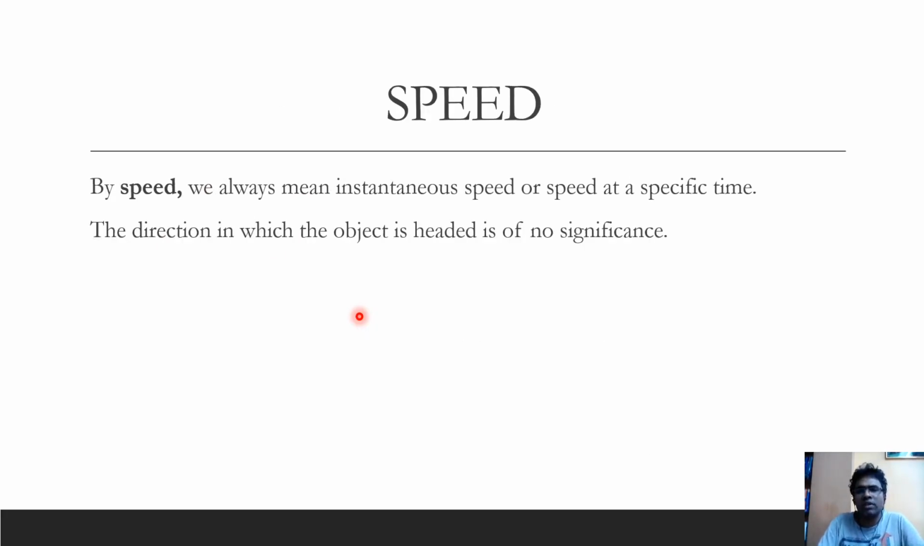Now, what exactly do we mean by speed? We should understand that whenever we talk about speed, we always mean instantaneous speed, or speed at a specific time. How fast an object is moving, or, if you again look at the example of my running, how fast am I really running at a particular instant in time. When we talk about speed, the direction in which the object is headed has no significance. So speed is just a scalar quantity. The direction has no relevance.